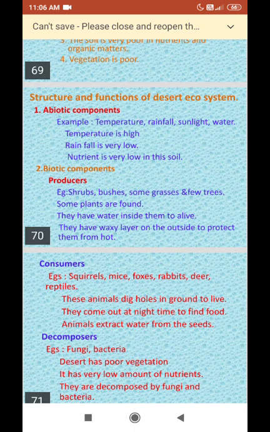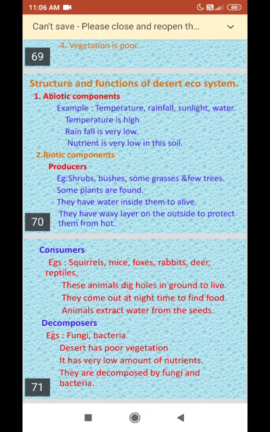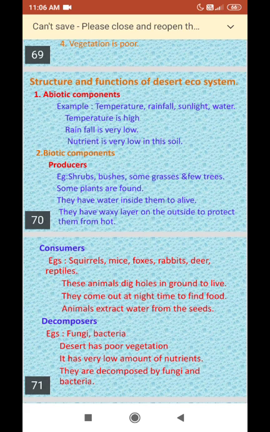Abiotic. Here the temperature, rainfall, sunlight, and water are the examples for the abiotic. Here the temperature is very high and the rainfall is very low. Nutrient is very low in the soil. These are the features or functions of the abiotic components.